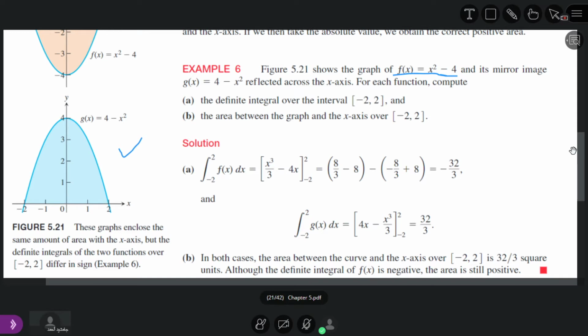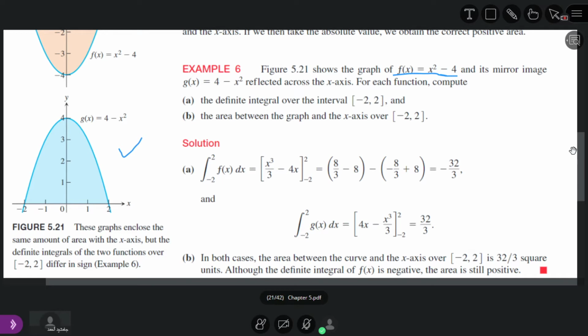So we have to solve two questions. One is: find or compute the definite integral over the interval from -2 to 2. This is the first question. And second, find the area between the graph and the x-axis over the interval -2 to 2. We have to find these two. So first, simple, we have to integrate the definite integral.